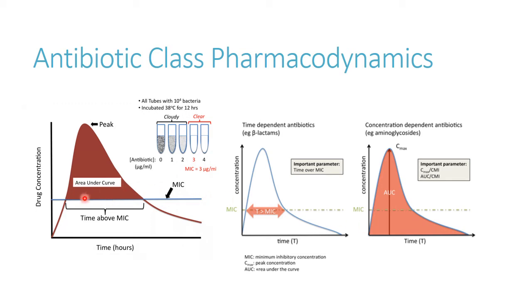Versus something that's going to be more time-dependent. The time above this MIC is going to be really, really important here. So for the time-dependent killers, you want to maximize how long that drug level is above the MIC. So that's why we dose it, say, every 8 hours or every 6 hours, even though it's more impractical to do so. That way we can be sure we're actually going to kill off those bacteria. Okay, make sense so far? All right.